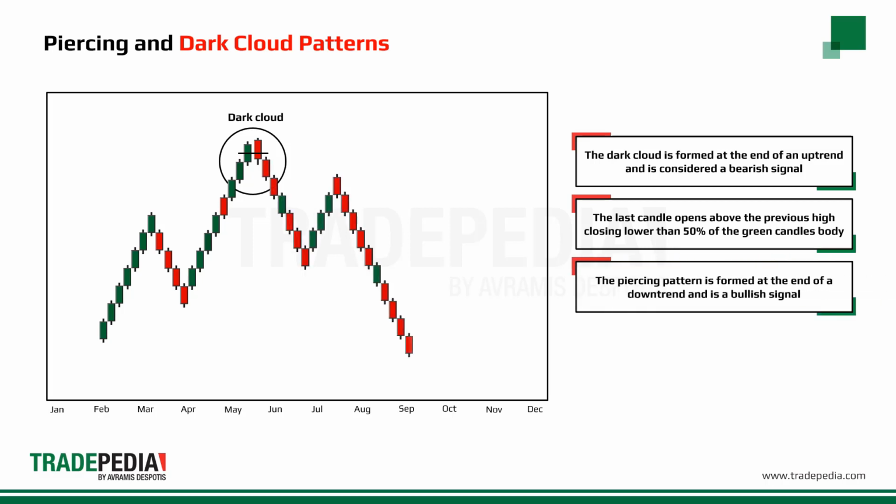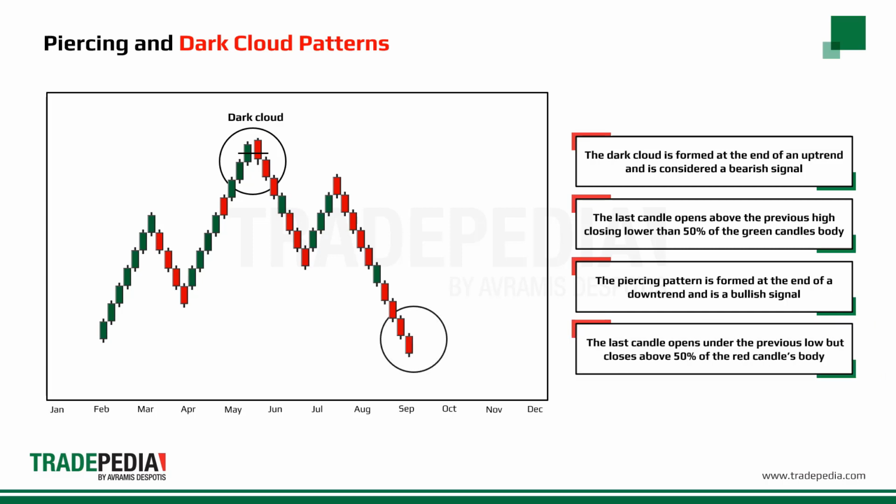The piercing pattern is formed at the end of a downtrend and is considered a bullish signal. The last candle opens sharply under the low of the previous candle, but then comes up, closing above 50% of the red candle's body.